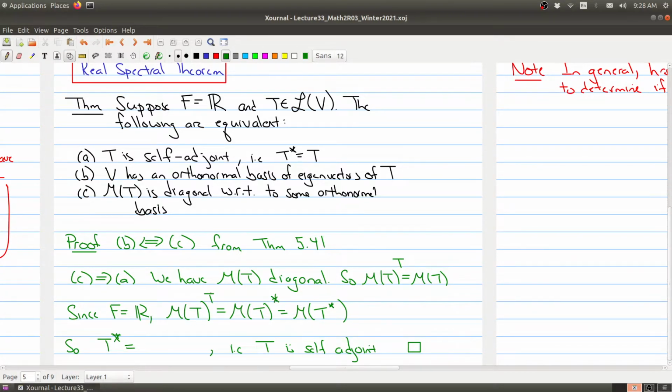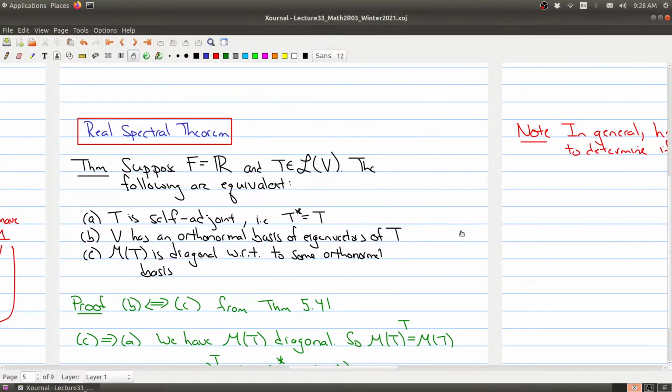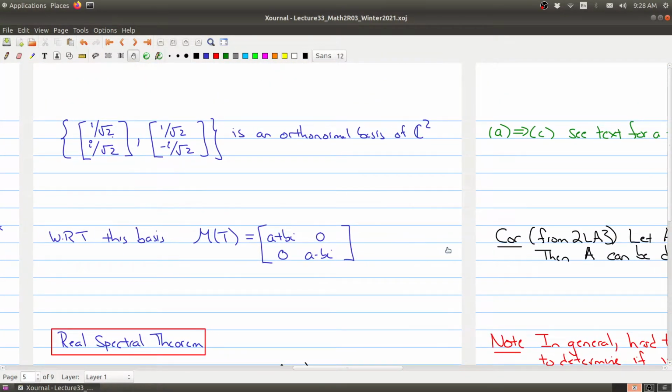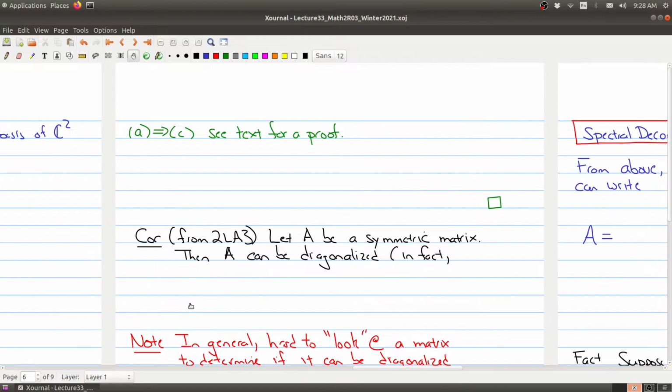So because this matrix here is equal to this matrix, that implies that this operator is the same as that operator. So the operator of the adjoint of T is the same as T, which just means that T is self-adjoint. So that finishes that part. Now there's one thing left over, which is A implies C.